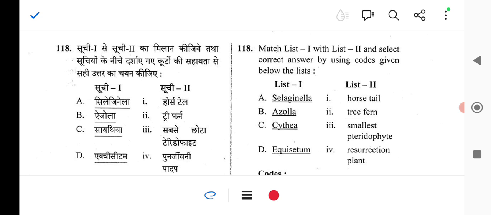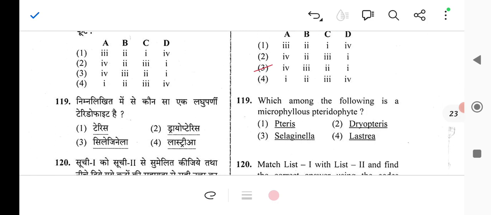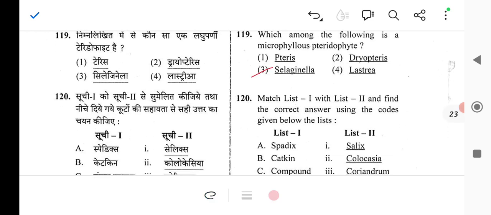Next is again match. This is very easy. Selaginella is a resurrection plant. They can grow in extremely dehydrated condition. Azolla is the smallest pteridophyte. Then Cyathea is a tree fern. Equisetum is known as horsetail. So the answer is 3. Next is which one of the following is a microphyllous pteridophyte? It is Selaginella. Next is the last question.